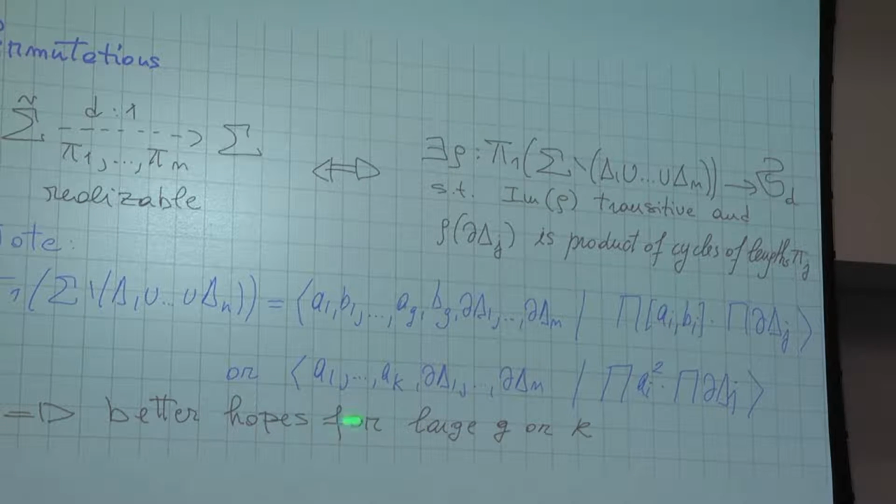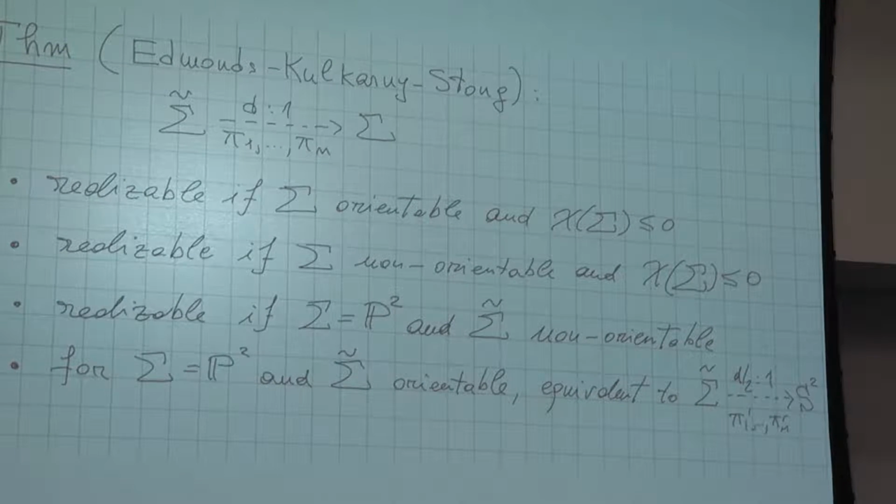So in some sense, if g is large or k is large, you have a bigger group and basically the same condition to satisfy. So you have more flexibility. And this actually is the case. One of the breakthroughs in this theory was a paper from the mid-70s by Edmonds, Kulkarni, and Stone that proved precisely this. So if sigma is orientable and has non-positive Euler characteristic, so g is at least 1, then the cover is realizable.